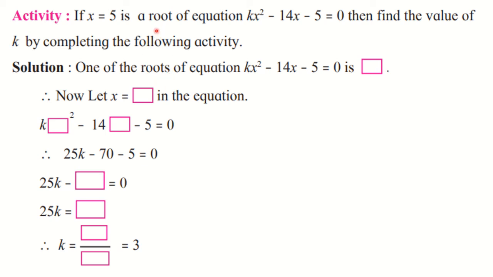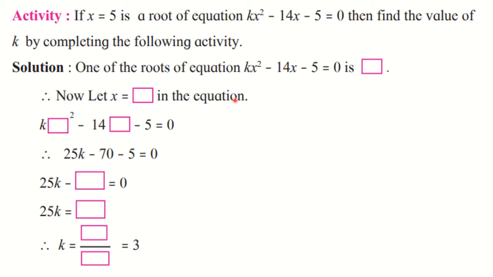So the root, see, it is given that 5 is the root. So you are going to write 5 here. Okay, immediately write down 5 here, that the one root is 5. Now let x is equal to 5. You can see this is also given here. So again you have to write 5 here. Let x is equal to 5 in the equation.